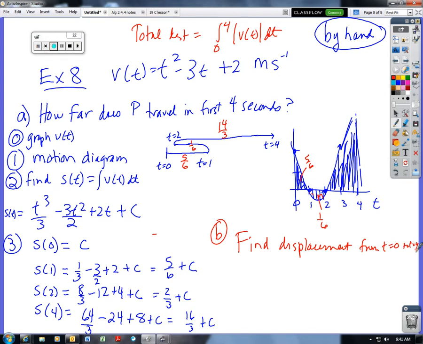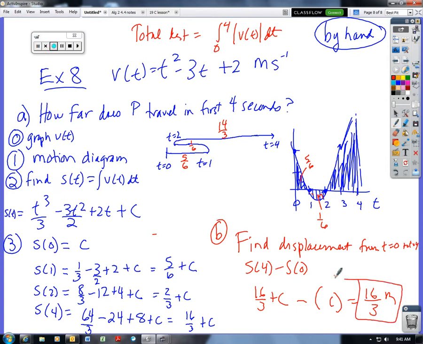The beautiful thing about this is I already have the information I need. So that's s of 4 minus s of 0. So that's 16/3 plus c minus c. Oh my gosh, that's so easy. 16/3 meters. Oh, I forgot to put units on my other answer, didn't I? Well, I erased it. So it's just going to go, that was so simple since we've done all that extra work ahead of time. It changes position 16/3 of a meter.